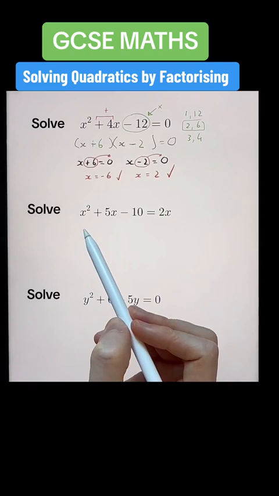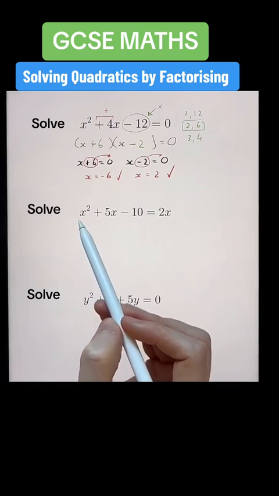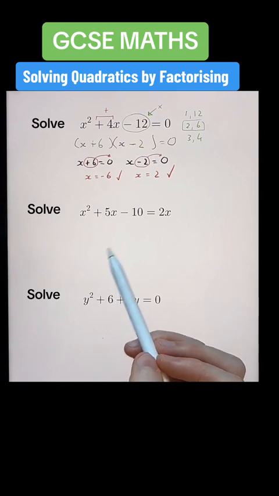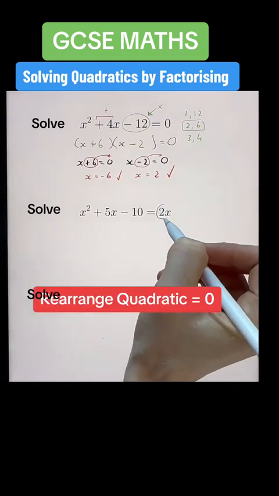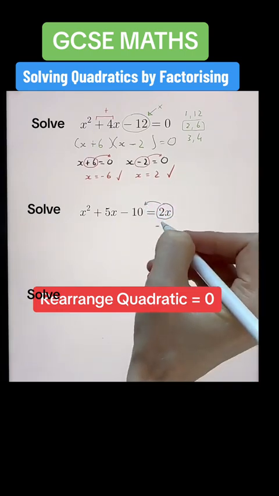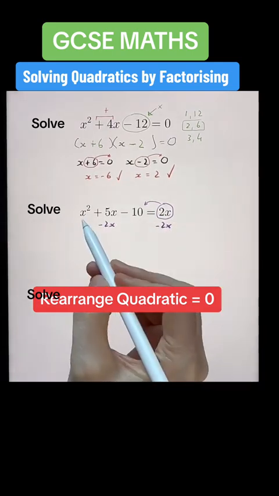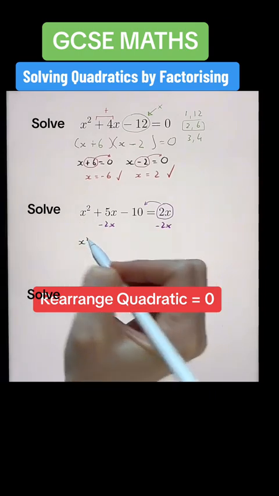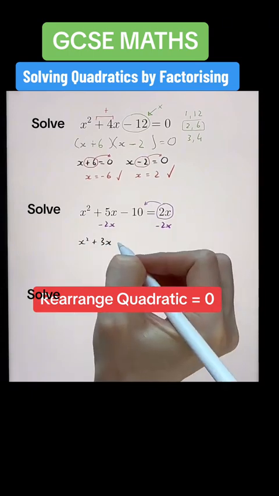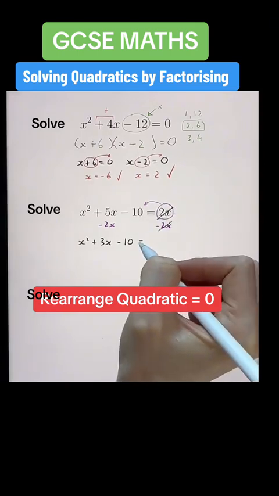For question 2, again I'm solving a quadratic as I have x squared. My first step is to ensure my quadratic is equal to 0. Here I can see my quadratic is equal to 2x. Therefore, my first step is to rearrange by moving the 2x across to the left by doing the opposite. The opposite of add 2x is subtract 2x from both sides of my equation. On the left-hand side, I still have x squared. I have 5x take away 2x, which will simplify to give us 3x. I've still got negative 10. And on the right-hand side, 2x subtract 2x will cancel to give us 0.